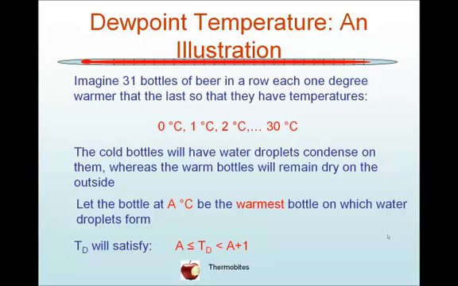Let the bottle at temperature A degrees Celsius be the warmest bottle on which water droplets form. The dewpoint temperature will satisfy the condition where it will be either equal to or greater than A, but less than A plus 1 degrees Celsius.